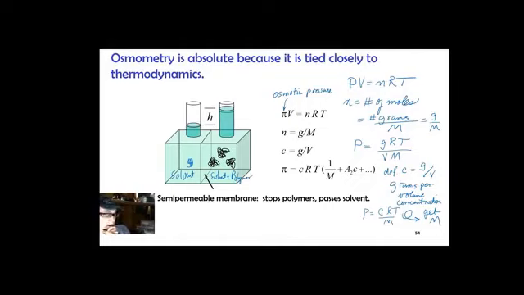Okay. And so the semi-permeable membrane here is designed to only pass the solvent. The solvent molecules, the little dots in here, the solvent can go all over. The little dots can go either side. They go through the membrane. Now, these are made usually of regenerated cellulose or something like that. And so the solvent molecules can hop back and forth between sides.